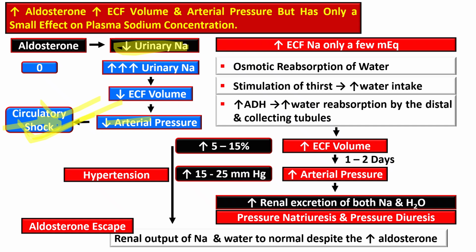So aldosterone escape is the restoration of sodium and water excretion despite excess aldosterone, due to increased blood pressure. The problem is that the hypertension, or sustained blood pressure increase, remains, and this occurs after 1 to 2 days of excess aldosterone secretion.